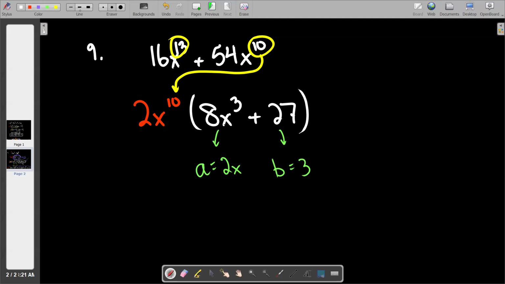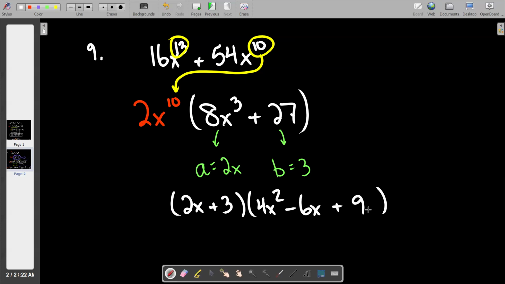So my short set and my long set. Plus 3. 2, 4, minus 6x plus 9. Good. And that is almost that. I've got to bring down my GCF. I know I'm done because the GCF isn't factorable.